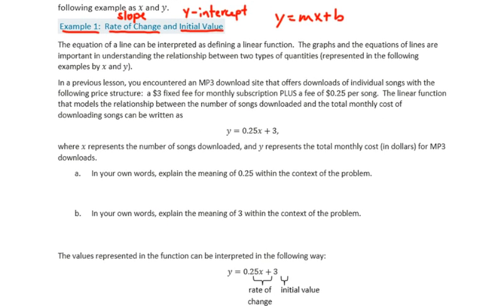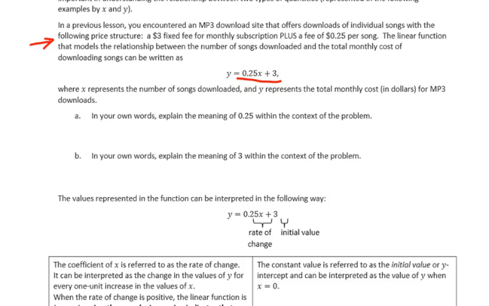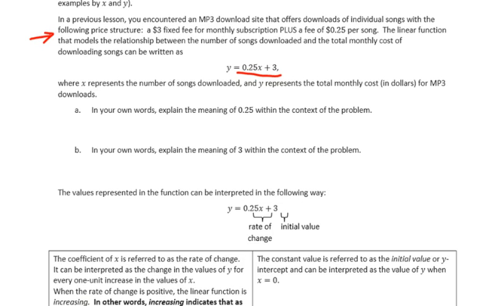And there was a lesson previously where we talked about an MP3 download site where you pay a $3 fixed fee for a monthly subscription. That's even if you don't get any songs, you still pay $3 to be part of the membership. And then you pay 25 cents per song, and it was written as that equation, y equals 0.25x plus 3. So part A, in your own words, explain the meaning of 25 cents. That was the per song cost, where depending on the number of songs you buy, that's how much you pay. And the $3 was the membership fee.